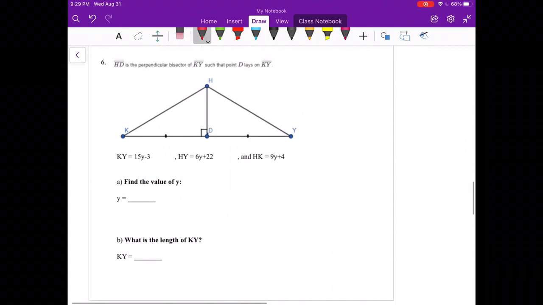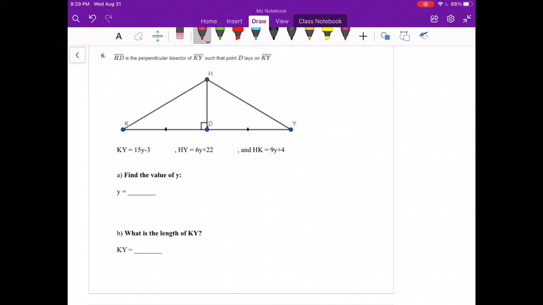Let's move on to question number 6. In question number 6, you'll notice we have 3 expressions. First thing we should do is label our figure with the expressions that they give us. The first one we're going to start with right now is HY. HY in this case is 6y plus 22. And that is the right-hand side of this figure. HK has the expression 9y plus 4, which represents the left-hand side of this diagram.